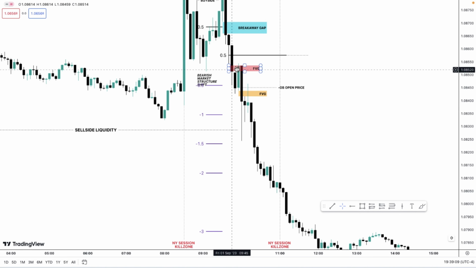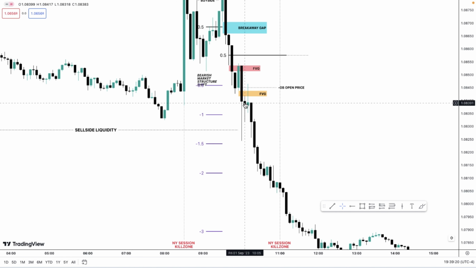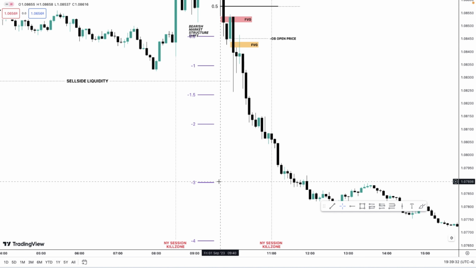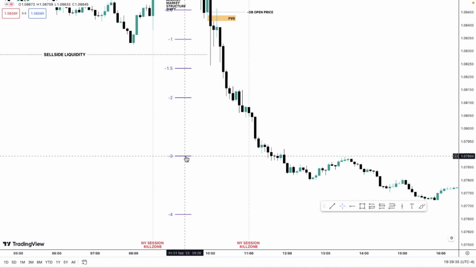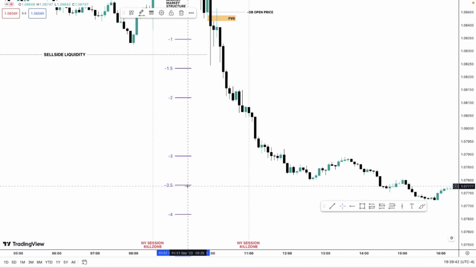You can use those as exits. For example, if you sold here, you're targeting the sell side. But after that, how far can the market go? It can go up to -1.5, -2 standard deviation, -3, at least -3.5. So these are targets.